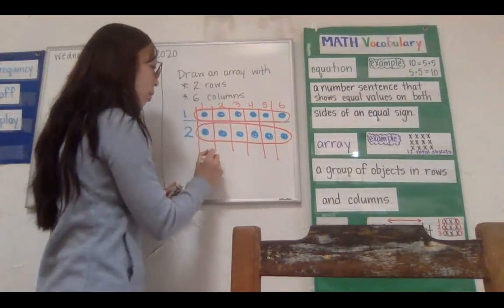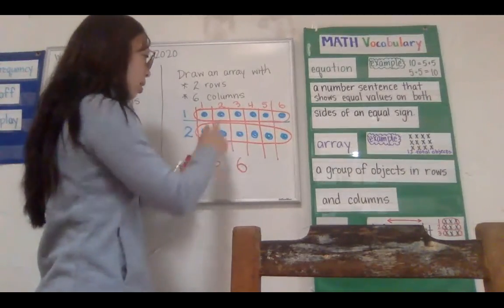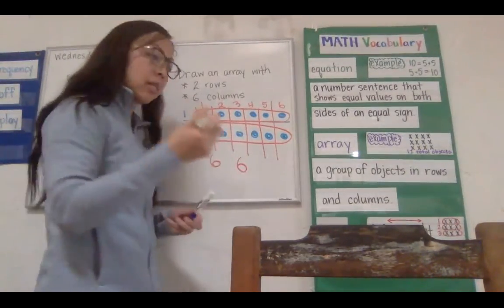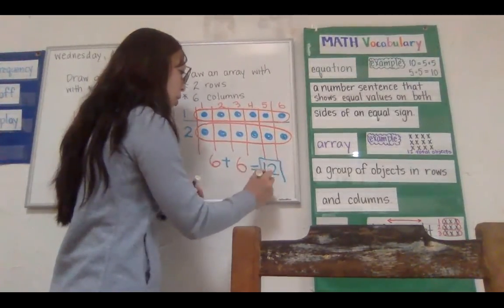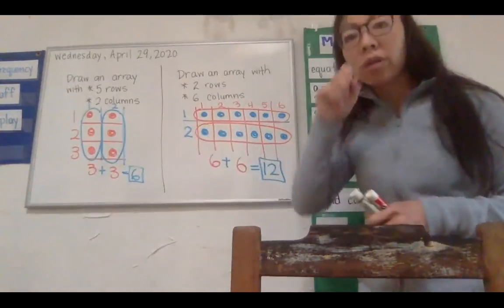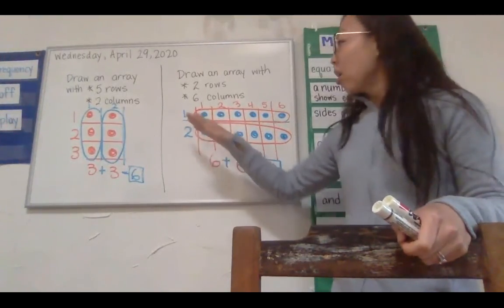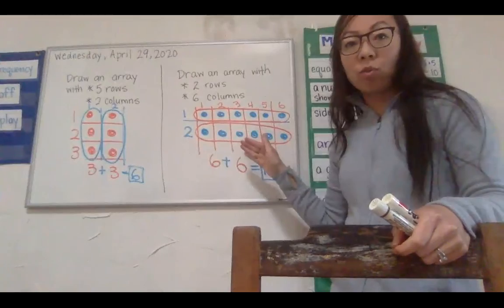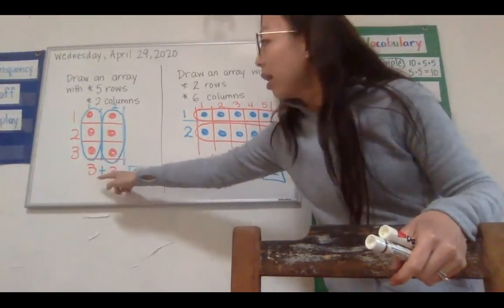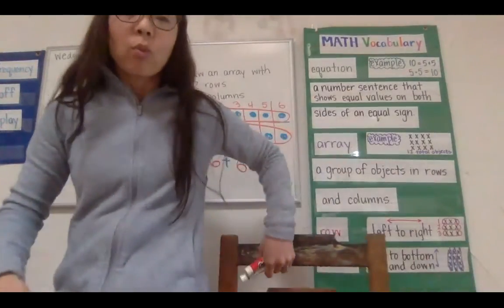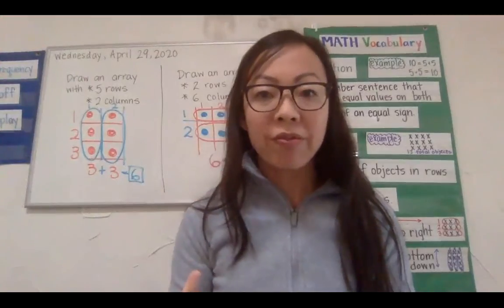That means now I can write an equation. There are 6 plus 6 because each of my rows has 6 in it. And that gives me a total of 12. My sum is 12. Remember, scholars, when you're creating an equation, the addends have to be the same number because our rows are going to be the same amount in each one. Our columns will have the same amount in each one. So all of our addends will be the same. We might have more than just 2 numbers. We might have 3 numbers, 4 numbers, 5 numbers.